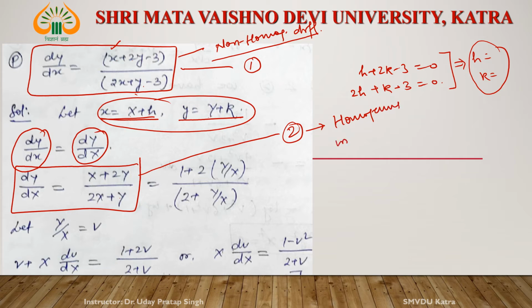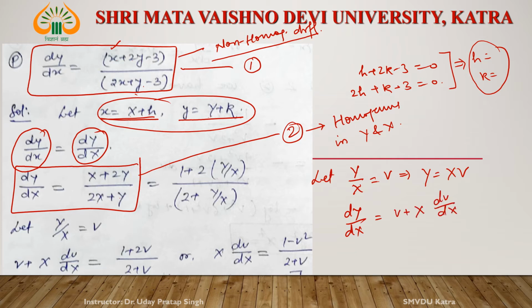Homogeneous in capital Y and capital X. So apply the method of homogeneous differential equation. Let capital Y by capital X equal V. This implies that capital Y is equal to capital X V. So dY by dX is equal to V plus X dV by dX. So this dy by dx can be written as V plus X dV by dX.